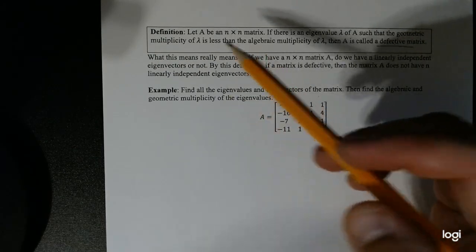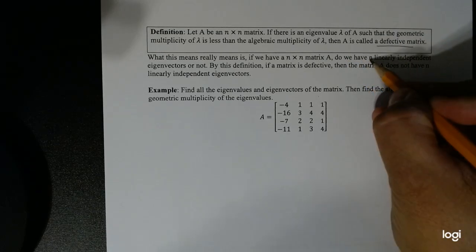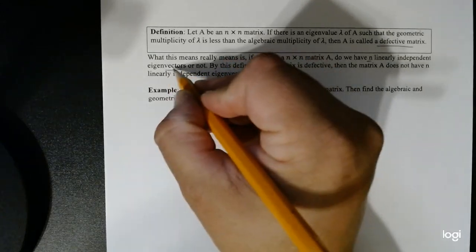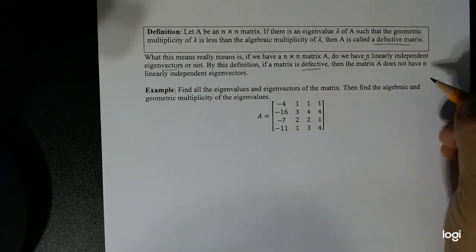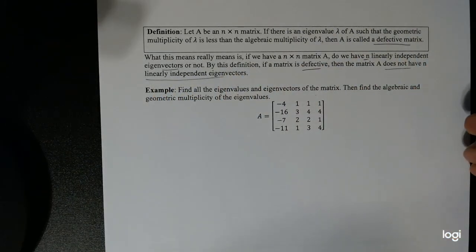What it really means is, if we have an n by n matrix A, and we ask whether we have n linearly independent eigenvectors: by this definition, if the matrix is defective, then the matrix A does not have n linearly independent eigenvectors. That's the key thing. Going forward, if it's defective, then we do not have n linearly independent eigenvectors, because we were promised that earlier. So this is a nice little check to show if that actually works or not.